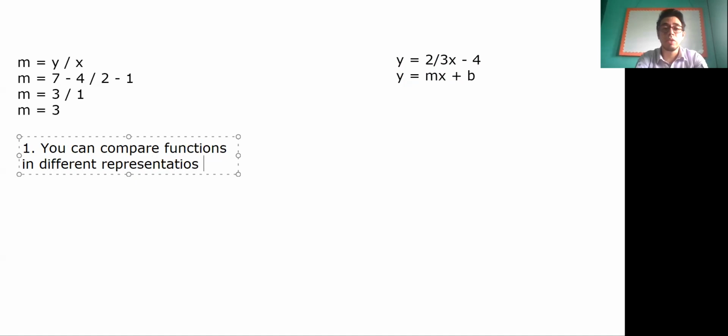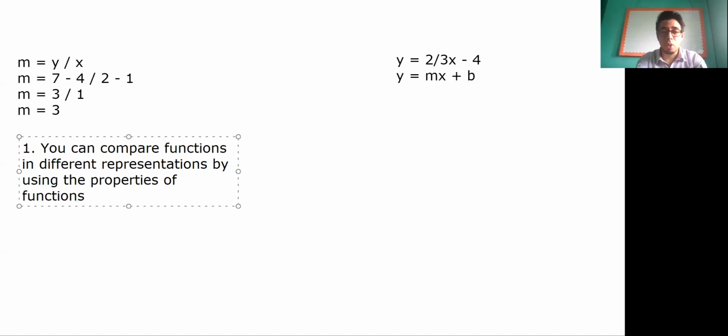When I'm talking about different representations, I'm talking about that you can have the function in a table, it could be a graph, or it could be only the equation of the graph, okay? So that's the reason why they talk about different representations. By using the properties of functions, compare functions by using the properties of functions.